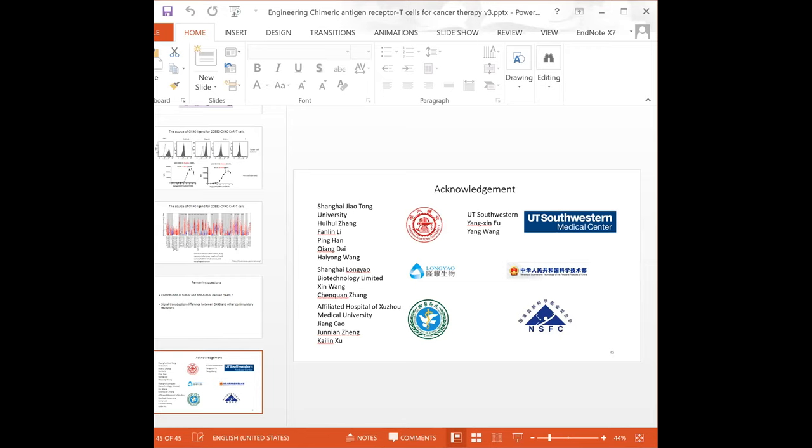The other thing I think is interesting is that OX40 only works in trans, so basically in a separate format. Yes. I wonder, is there any way to look at the signaling directly downstream of OX40 when it is separated from the CAR versus when it's on the CAR? Is it because when OX40 is integrated into the CAR, the downstream signaling is not activated, or are there some other reasons?